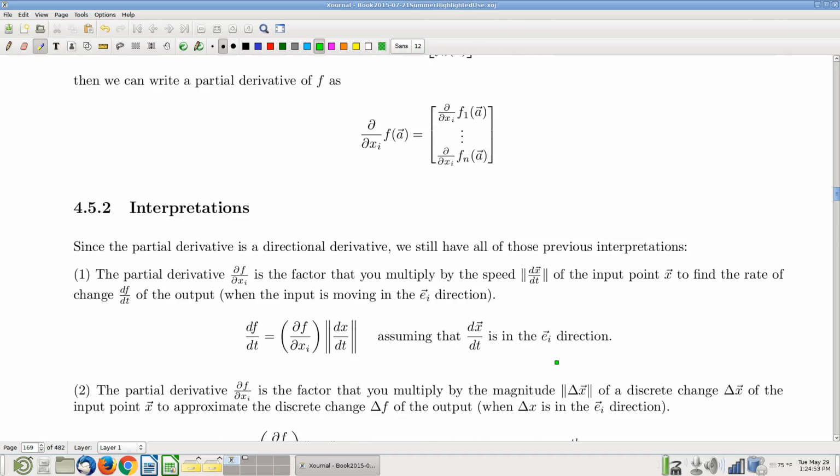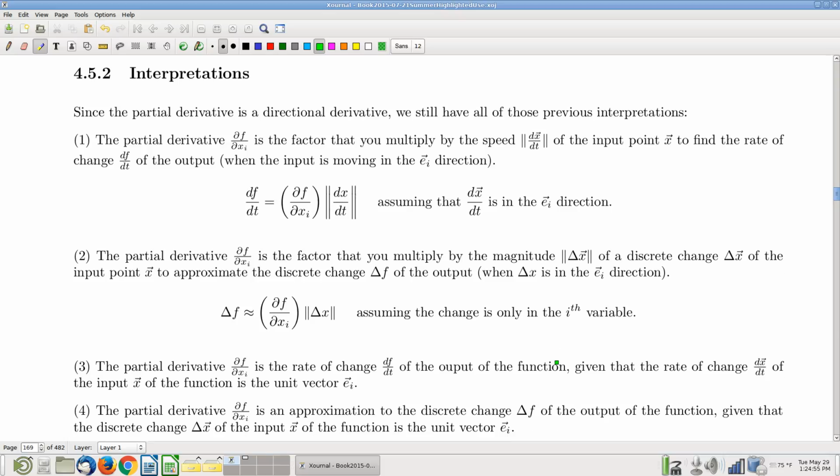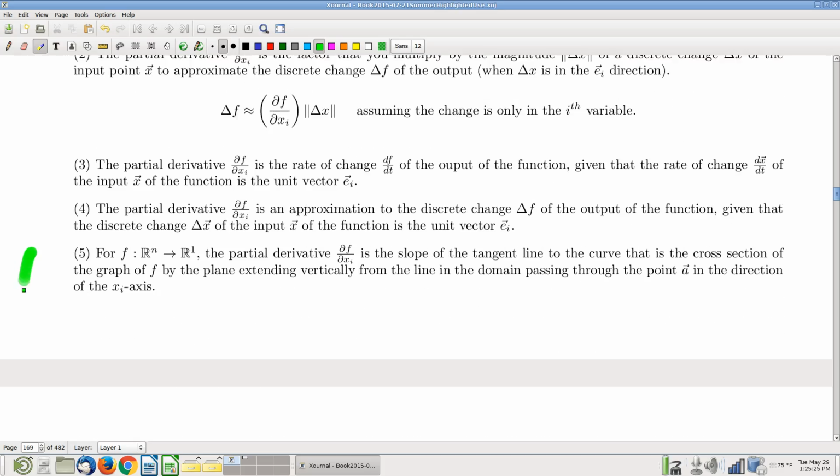Okay, so because this is a special case of previous constructions, all those interpretations come along. So partial derivatives, being as they are unit directional derivatives, are factors. It's what you multiply by input speed to get output velocity. Right? What you multiply by input distance change to get expected output change. Okay. It's a slope of a graph.